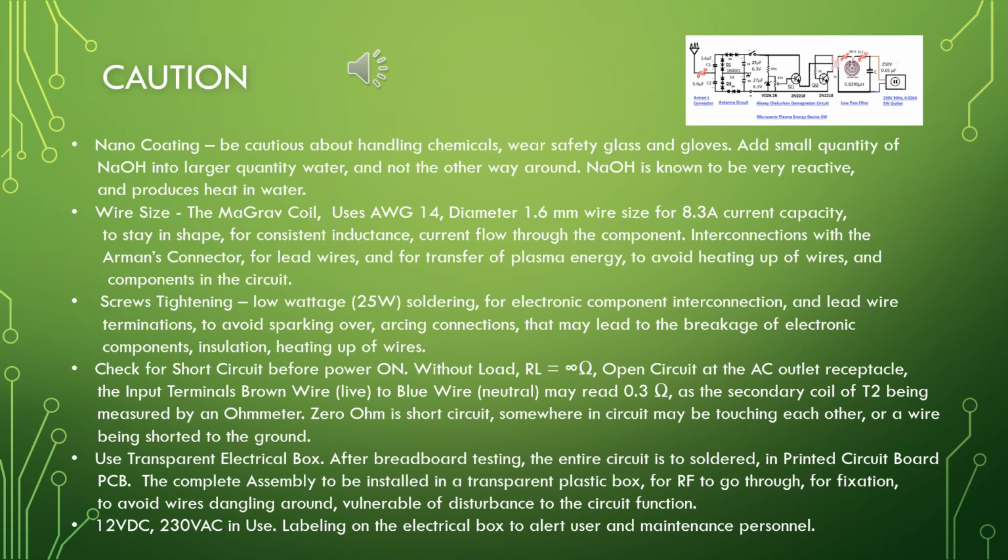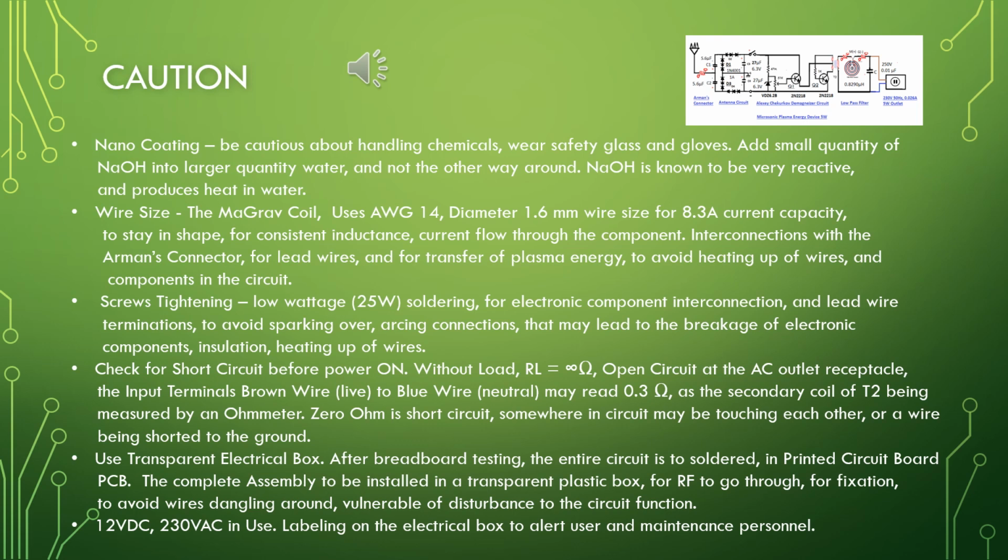Wire size. The McGrath coil uses AWG14, diameter 1.6 mm wire size, for 8.3 amp current capacity, to stay in shape for consistent inductance and current flow through the component. Interconnections with the Armand's connector for lead wires and for transfer of plasma energy avoid heating up of wires and components in the circuit. Screws tightening. Use low wattage 25 watt soldering for electronic component interconnections and lead wire terminations to avoid sparking or arcing connections that may lead to the breakage of electronic components, insulations, and heating up of wires.